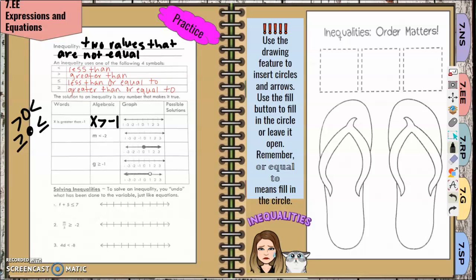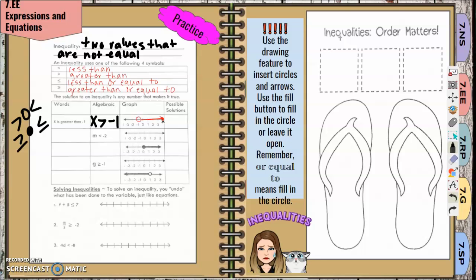So for number 1, x is greater than -1. That means x, the solution for this inequality, is any number that's bigger than -1. So we're going to put an open circle on -1, and we're going to shade everything that's to the right.